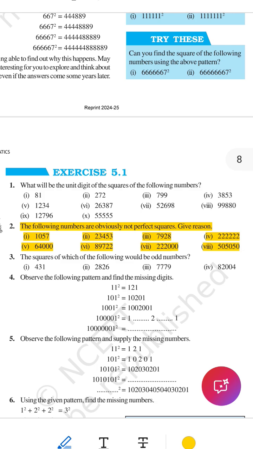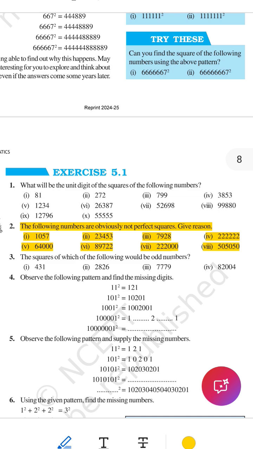64,000. Last two digits equal 00. Let's go step by step. Can a perfect square end in 00? Yes, but only if it ends in 0000, 4 zeros. Let's see. 10 squared equals 100. Ends in 00. 100 times 100 equals 10,000. Ends in 0000. So 64,000 ends in 3 zeros. That's not okay for a perfect square.